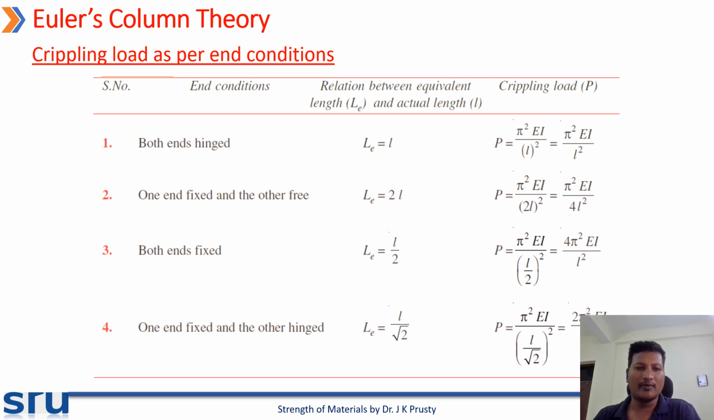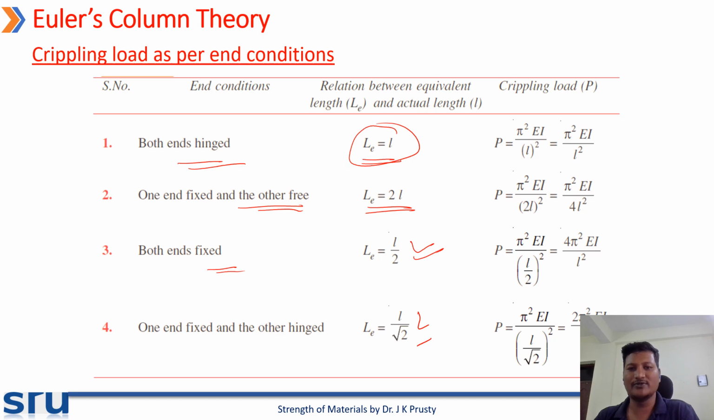Remember this. For both ends hinged, your equivalent length is equal to L. For one end fixed and the other end free, your LE is 2L. For both ends fixed, your LE is L by 2. And for one end fixed and the other end hinged, your LE is L by root 2.